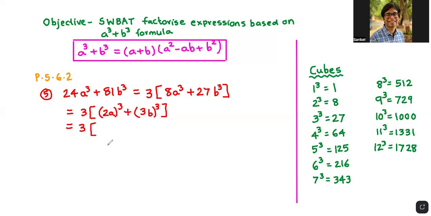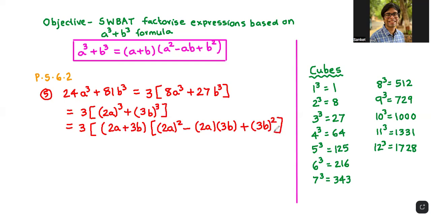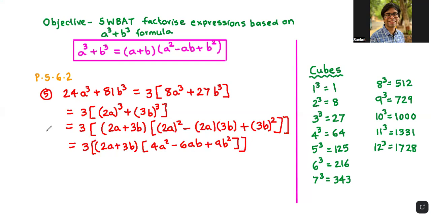I've identified what my A and B is, so now I can apply the formula: 2A plus 3B, 2A square plus 2A, minus 2A multiplied by 3B plus 3B squared, which is 2A plus 3B multiplied by 4A square minus 6AB plus 9B square. The 3 outside remains outside till the end. I hope this is clear. We can go to the next 3 problems.